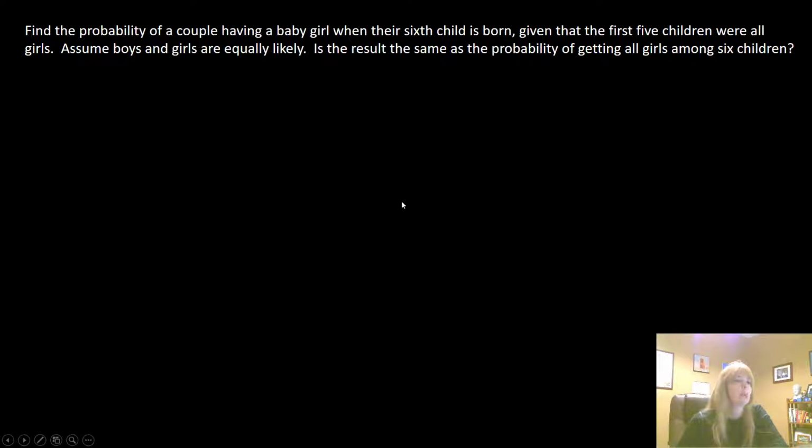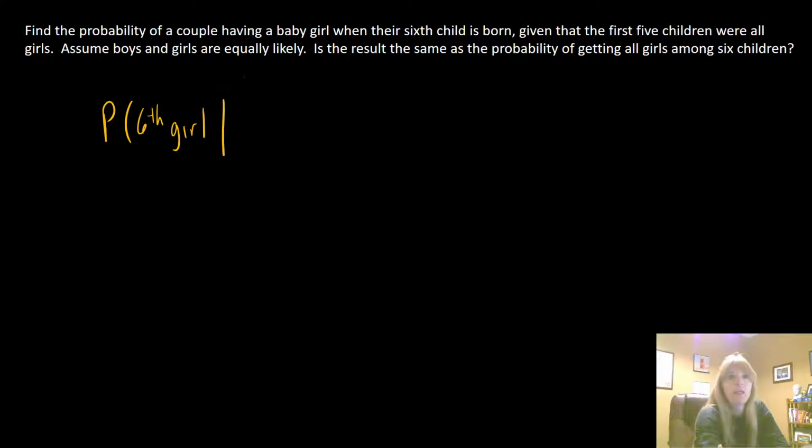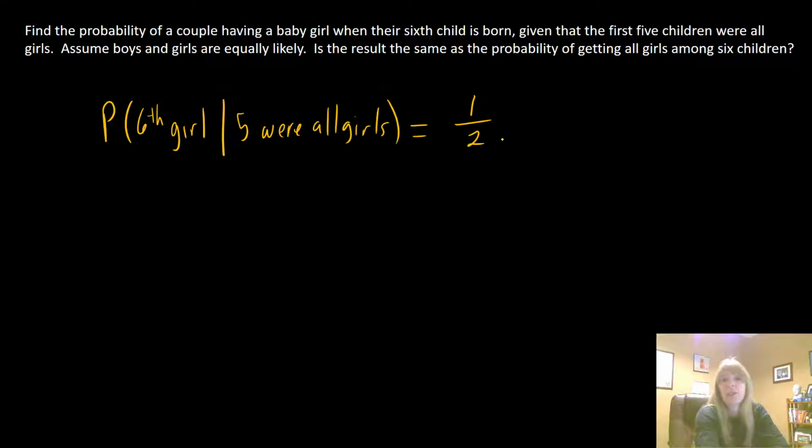It's just a lot easier and faster, especially if the probabilities aren't the same. All right, so let's look at another one. This one says, find the probability of a couple having a baby girl when their 6th child is born, given, so this is saying, what's the probability the 6th is a girl, given that the first 5 were all girls. Well, what this is trying to get you to recognize is that these are independent events. So it doesn't matter if they had girl, girl, girl, girl. It doesn't matter at all. The probability is still going to be 1/2.